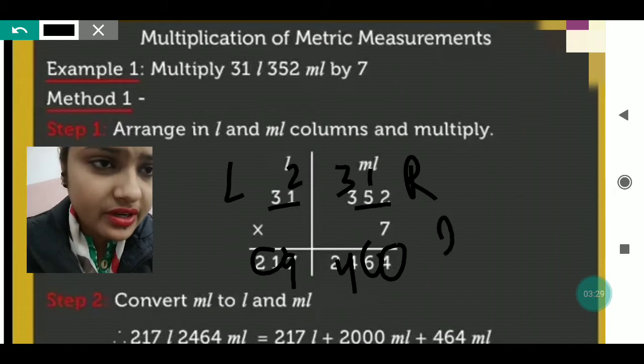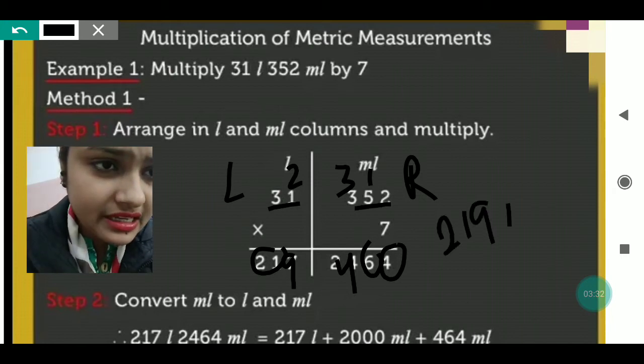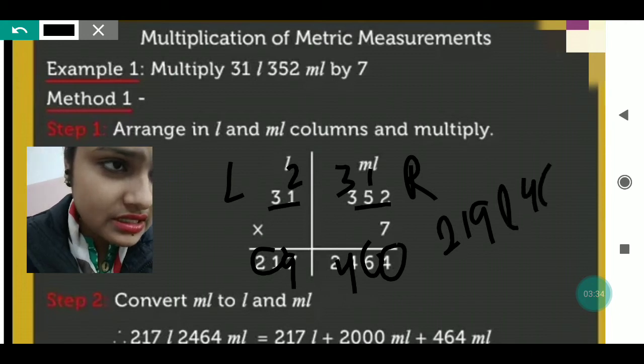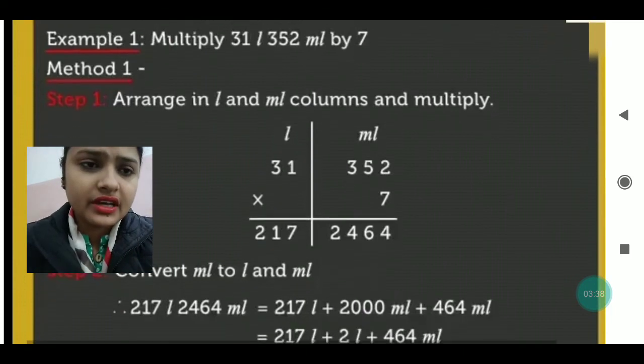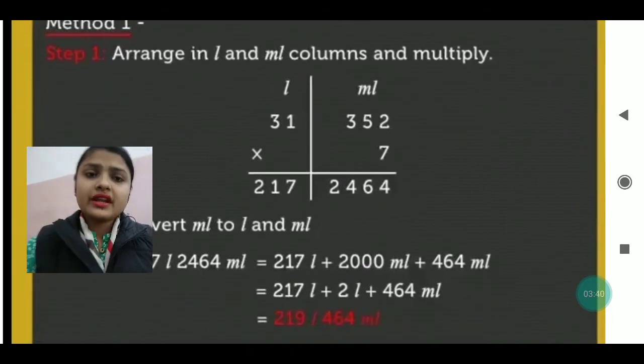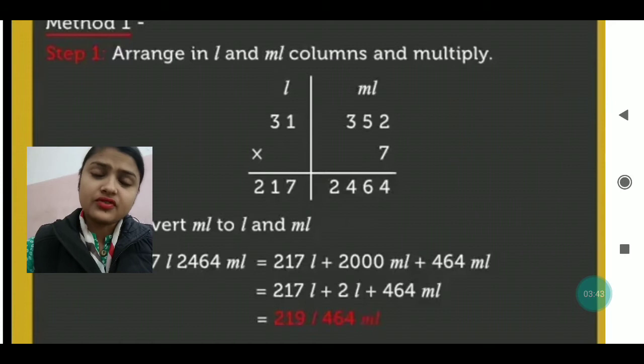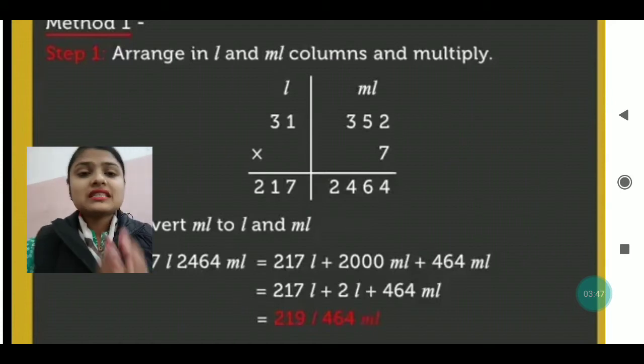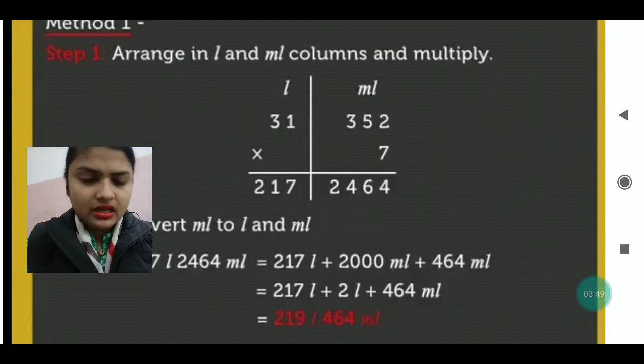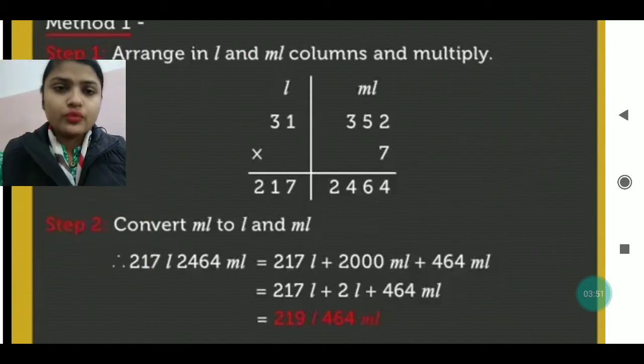So what you have got? The answer will be 219 liters and 464 milliliters. This will be the answer which you will get. So it's just a simple ordinary multiplication which we used to do.